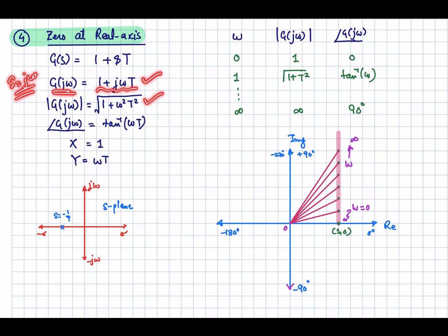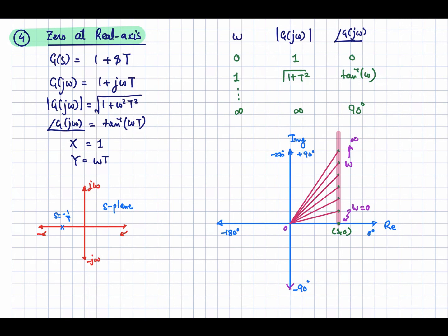So its magnitude is the square root of 1 plus omega square T square, that is given by this equation, and its phase will be equal to the tangent inverse of the imaginary part divided by the real part. So that will be equal to tangent inverse of omega T. As the frequency changes, its phase will change, and its magnitude will also change, because the magnitude is also a function of omega. Now if we look at the real and imaginary parts, the real part is always equal to 1 and the imaginary part is a function of the frequency.